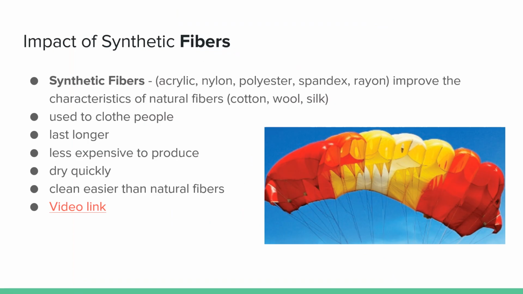All right, so the impact of synthetic fibers. Synthetic fibers, things like acrylic, nylon, polyester, spandex, rayon, they all improve the characteristics of natural fibers like cotton, wool, silk. They're used to clothe people, they last longer, they're generally less expensive to produce, they dry quickly, and they clean easier than natural fibers do.